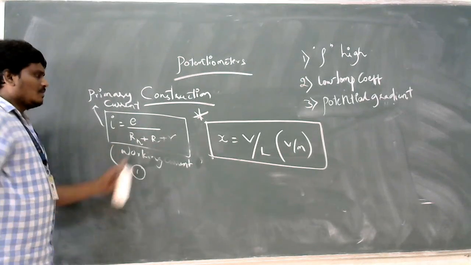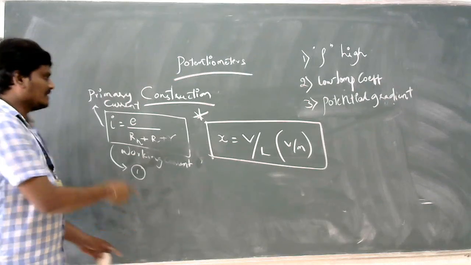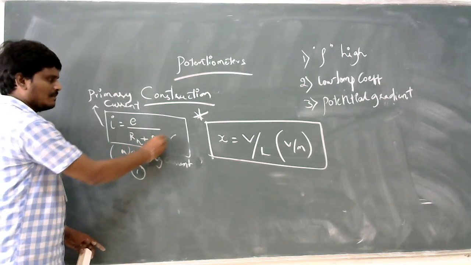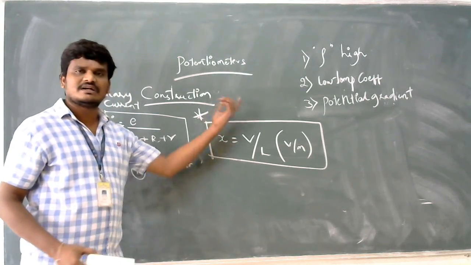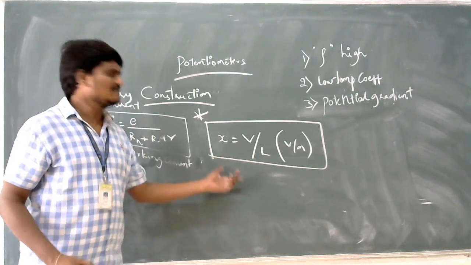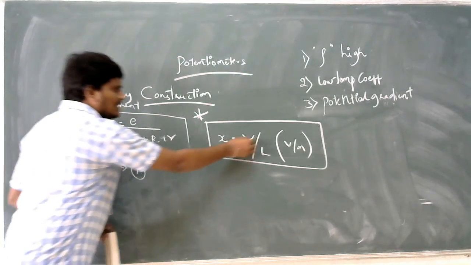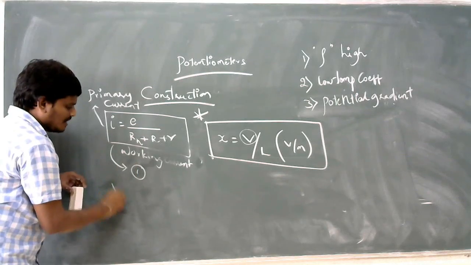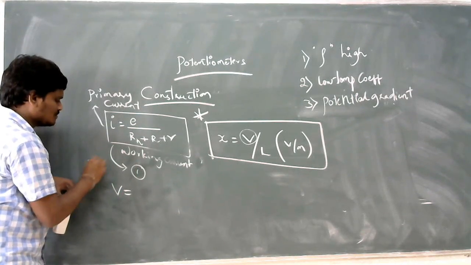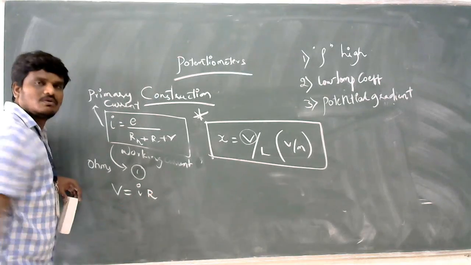Now we know the current flowing in the primary circuit, or the expression for working current: E by (RH plus R plus r). Now if I want to derive the expression for the potential gradient of a potentiometer, as it plays a major role in determining the unknown EMF, I need to calculate the value of voltage here. According to Ohm's law, I can write the expression as V equal to I into R.